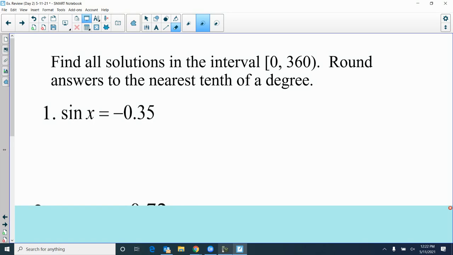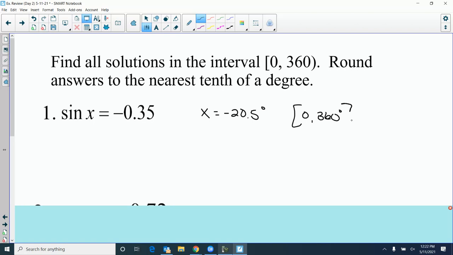Okay, so go ahead, hit sine of x equals negative 0.35. What do you get for that? Tessa, let me know what your calculator says. How about that? It says negative 20.5. All right, x is negative 20.5. That is not between 0 and 360. That cannot be one of our answers, but it will lead to one of our answers.